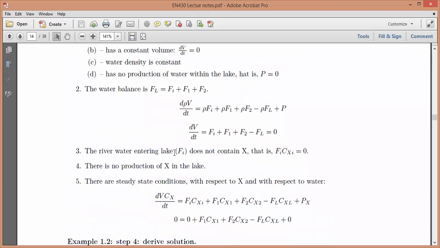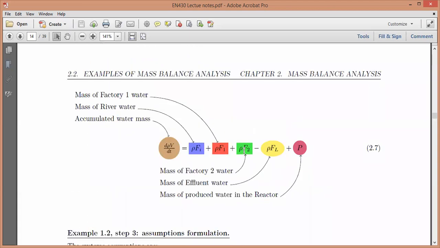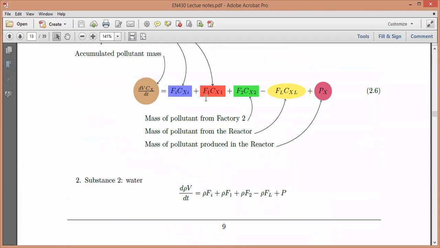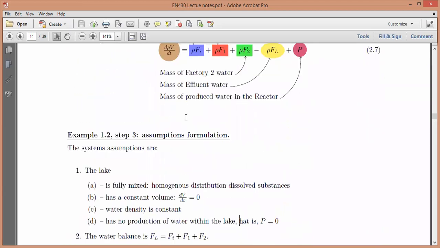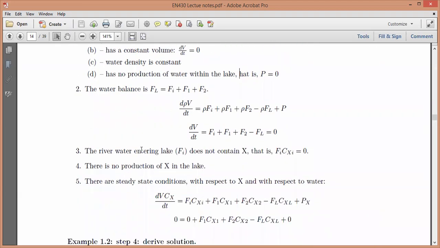The river water entering the lake, which is Fi, does not contain pollutant X. So if it does not contain pollutant X, let's come here. So this equation, this is for the river, this is for factory 1, and this is for factory 2, and this is for the outlet. So meaning if concentration of pollutant X in the river is 0, it means that Fi times 0 gives us what? 0. So automatically this will give us a 0 value here. That's what is being explained here in the assumptions. So the river water entering the lake does not contain X, that is, this is equal to 0.